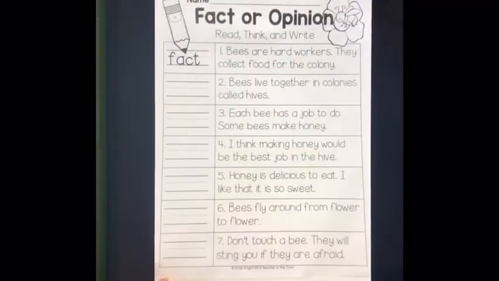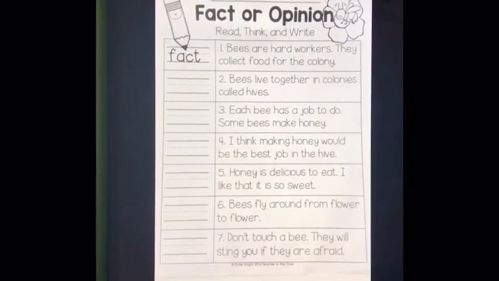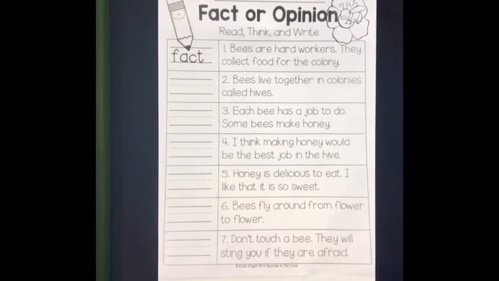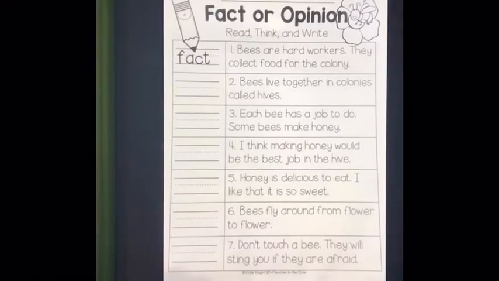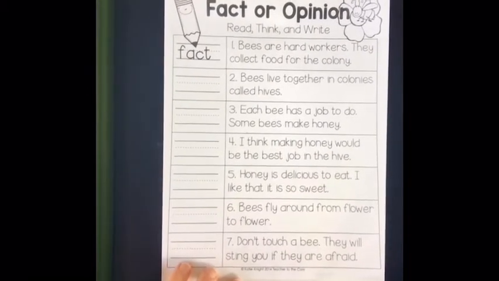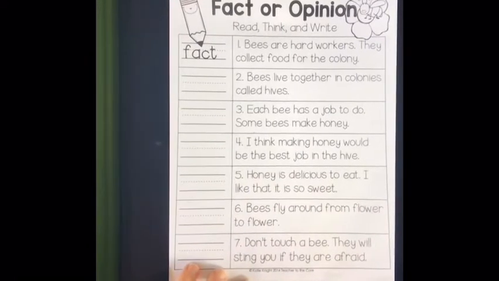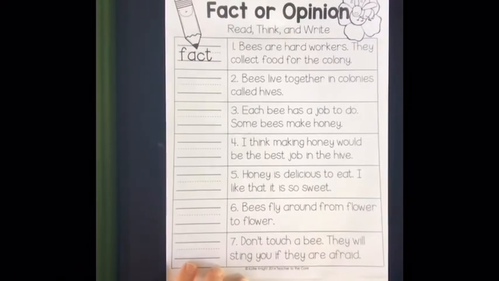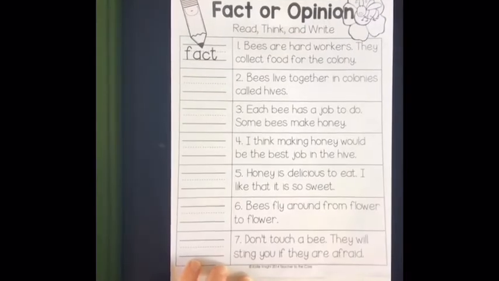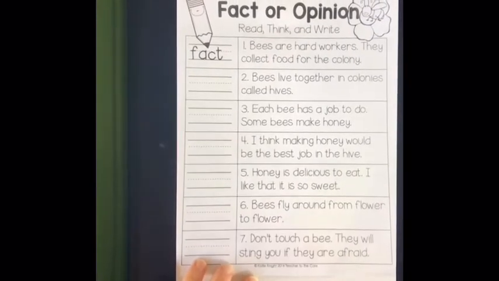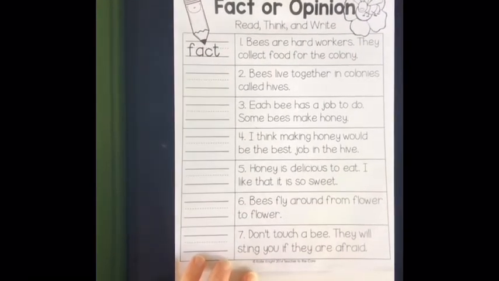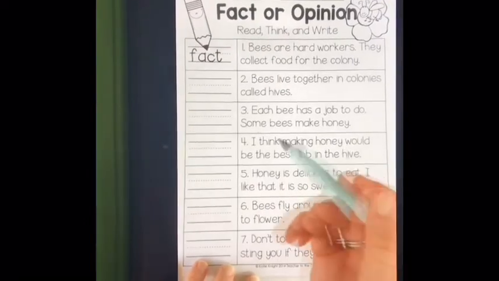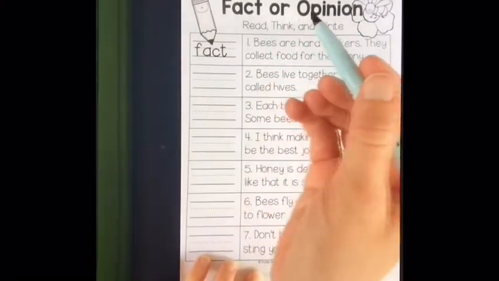There are 7 different statements. Some of them are facts and some of them are opinions. Now, remember, a fact is a statement that is proven to be true. And an opinion is just the way somebody feels about something. It's neither right nor wrong. So remember that as we go through and label these as fact or opinion.